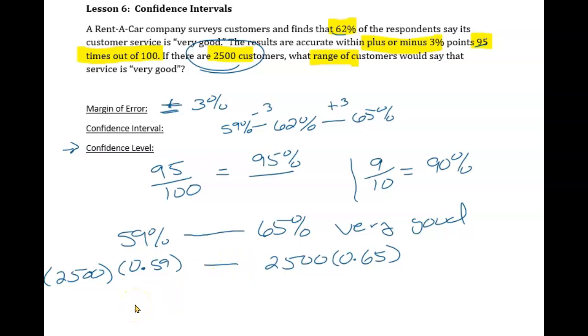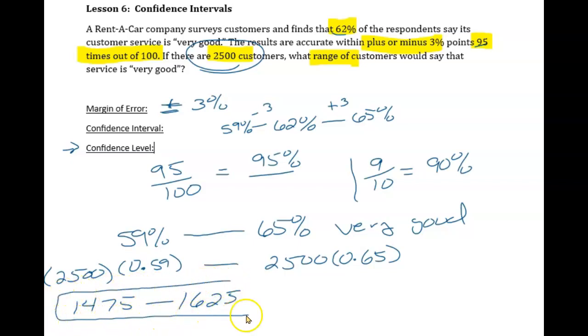So 2,500 and 59% of that would give you 1,475 people, up to 65%, 1,625. Okay.